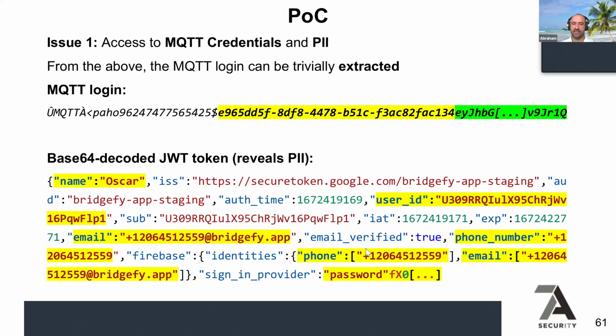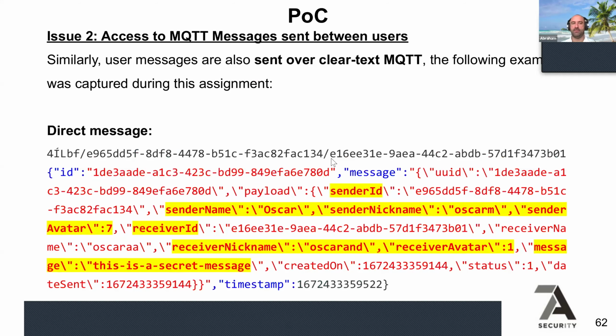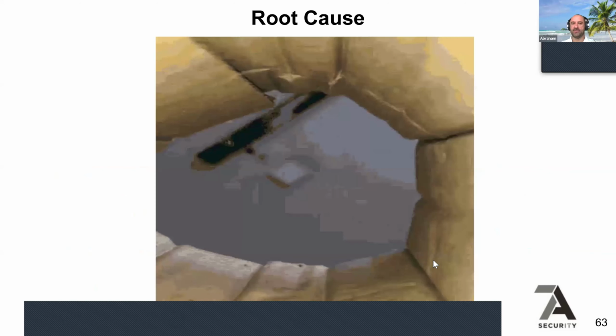Everything that goes through the traffic we can see. So clear text is basically prevented by default in Android and iOS nowadays, but it's very common for developers to disable this protection, right? We could also access MQTT messages sent between users. One user in this application could send a message to another, and we could also see the sender name, the receiver name, and so on, as well as the message, right?